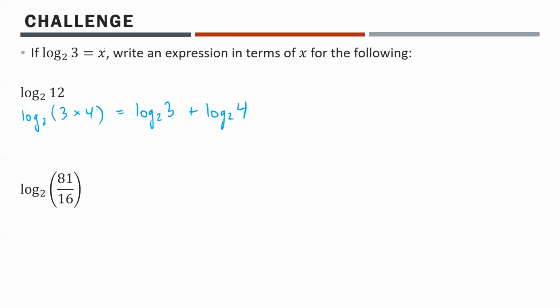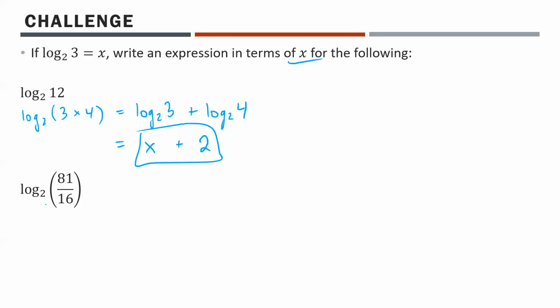Now, log base 2 of 3 we know is equal to x, so we can write that as x plus log base 2 of 4. Log base 2 of 4 means 2 to the power of something equals 4. Well, 2 to the power of 2 equals 4, so that piece is just equal to 2. So our expression is just x plus 2. Log base 2 of 12 is equal to x plus 2 for whatever x is. And again, you can use a calculator to solve for x, but that's not what we're doing. We're writing an expression in terms of x. That's all we're doing here.